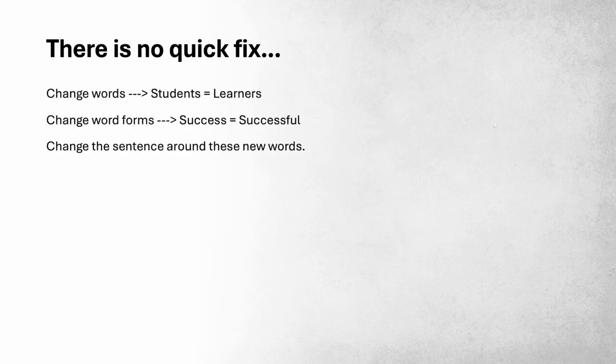Paraphrasing. There is no quick fix to paraphrasing. It's just something that you've got to work at, and you'll get better with time. Some tips: change words. Students become learners. Change word forms. If you use a word like success, change it to successful. And then what you'll start to see is that the sentence changes around this.